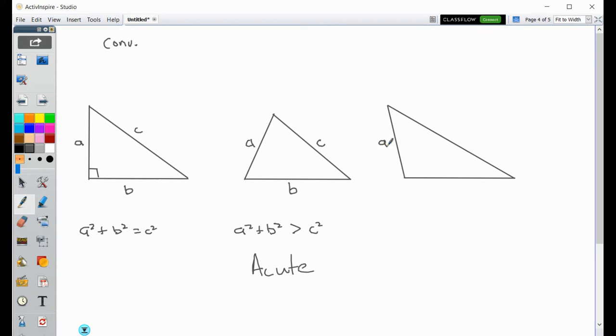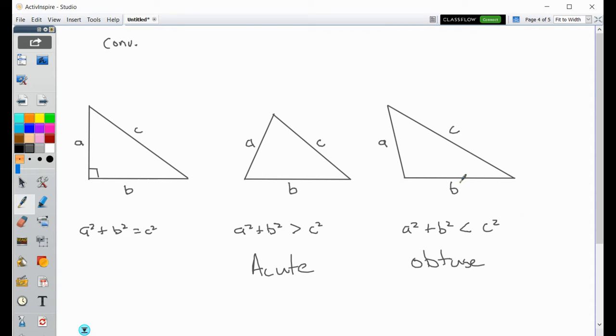Or in this case, let's say the A and the B are the same, but the C is larger than it was in the right triangle. A squared plus B squared smaller than the C squared. That would be an obtuse triangle. So you can determine what type of triangle you're dealing with when you're dealing with the converse of the Pythagorean theorem. So let me do one example of that, and then we'll go from there.